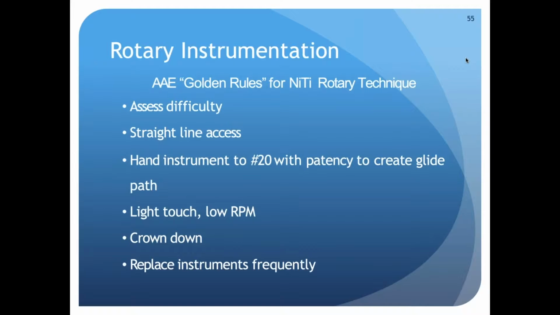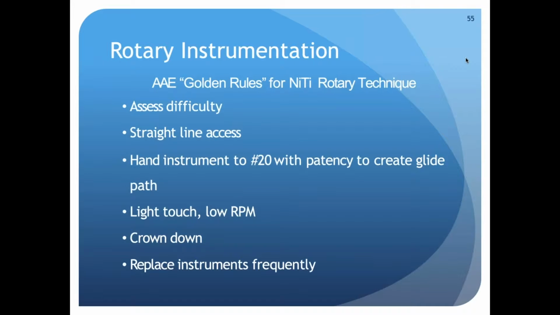Really, we want to hand instrument to an ISO 20 to get patency to have that glide path. That glide path is important to make sure that you're not moving your apical foramen, you're not transporting or ledging. Really important to use a light touch and a very low RPM, and a crown down technique. Crown down, basically, you're removing the most contaminated material from the coronal aspect first, and then taking chunks as you move more apically.